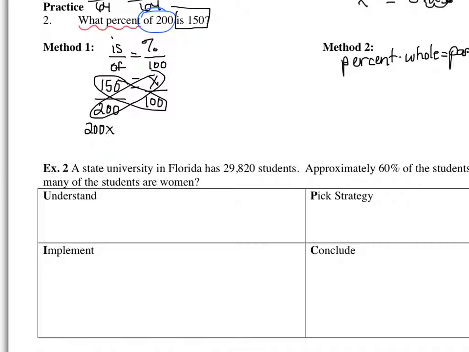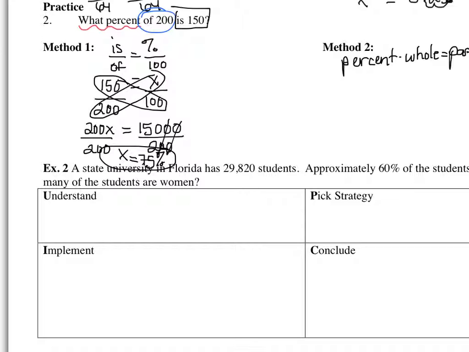200x equals 150 times 100. What would that be? 15,000. Divide both sides by 200. 150 divided by 2 is 75, but I'm thinking of percent. So this would be 75%.